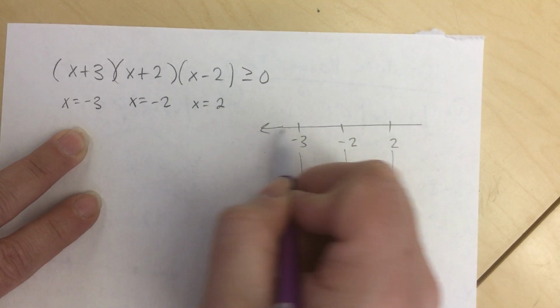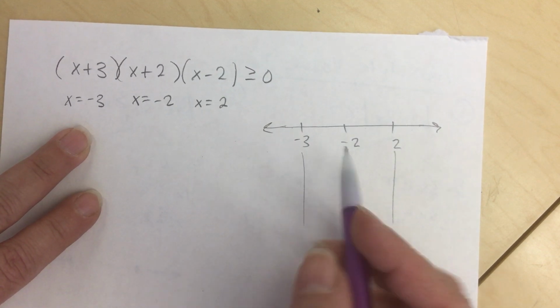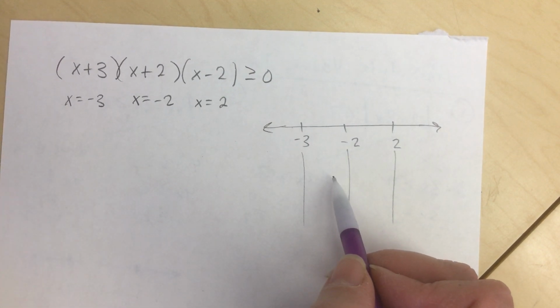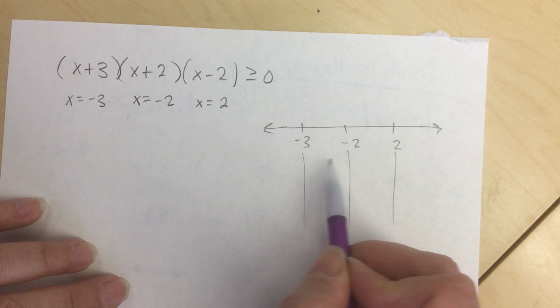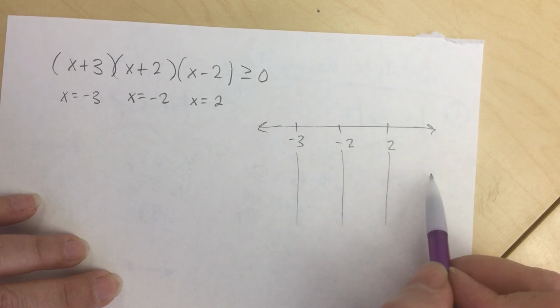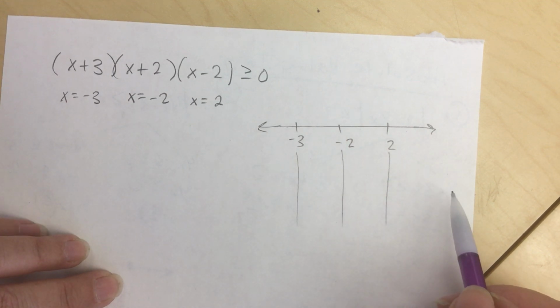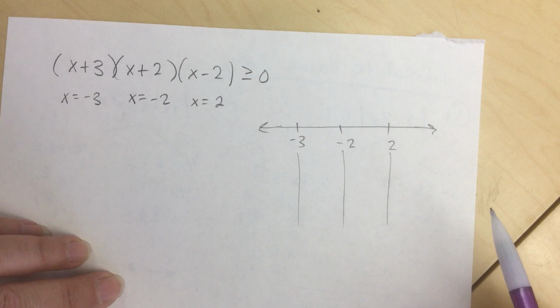Like all the numbers in the world are either smaller than all of them, having flashbacks from when we did this before, in between -3 and -2, in between -2 and +2, or bigger than 2. Every number in the world falls into one of those 4 categories. So we're going to test every one of those categories.